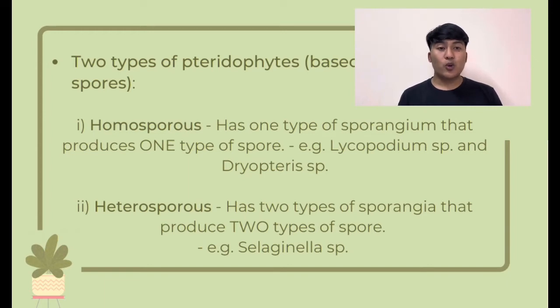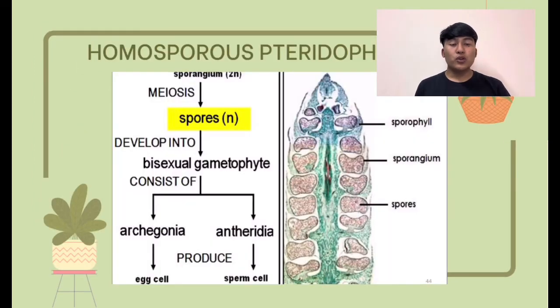For example, Lycopodium sp and also Dryopteris sp. The second one is heterosporous. So heterosporous has two types of sporangia that produce two types of spore, which are microspore and also megaspore. For example, Selaginella sp.